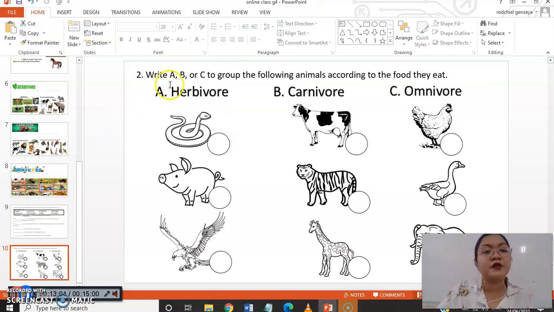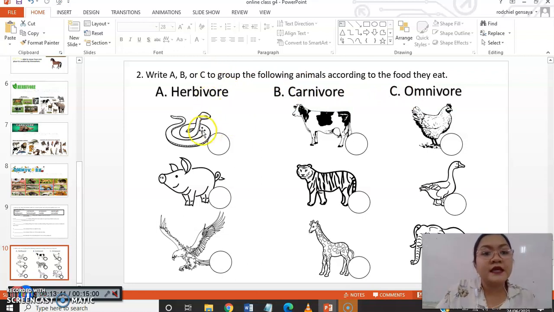Activity number 2. Write A, B, or C to group the following animals according to the food they eat. We have A for herbivore, B for carnivore, and letter C for omnivore. Again, when we say herbivore, these are animals that only eat plants. Carnivore, animals that only eat meat. And letter C, omnivore, animals that eat plants and meat.